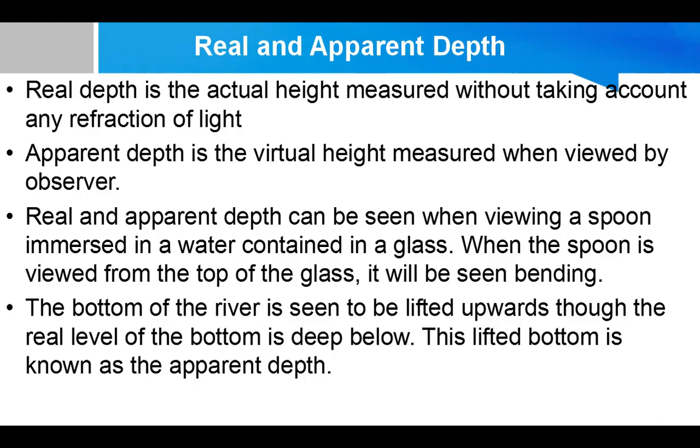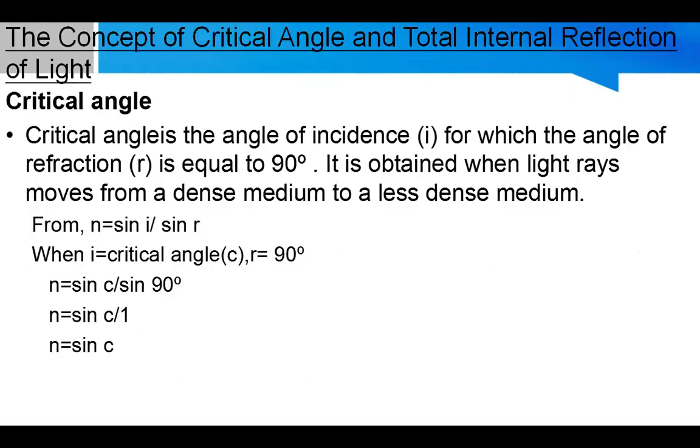So you can simply say this is how the real and the apparent depth can be observed. Now the bottom of the river also can be seen lifted upwards from the real level of the bottom. The real bottom is deep below. So you can simply show the application of the refraction. The lifted bottom is known as the apparent depth.